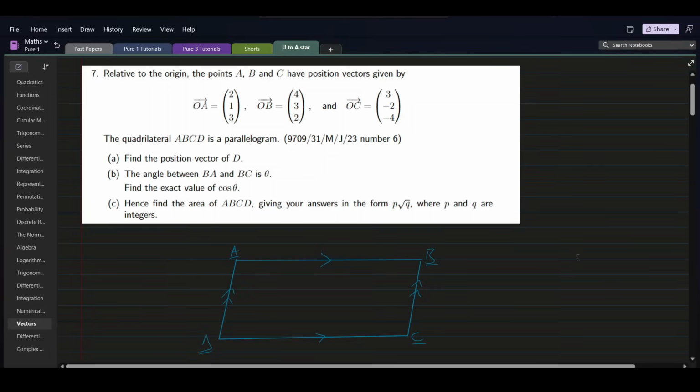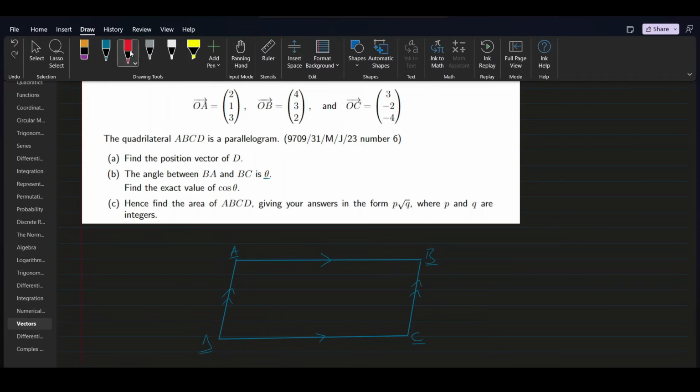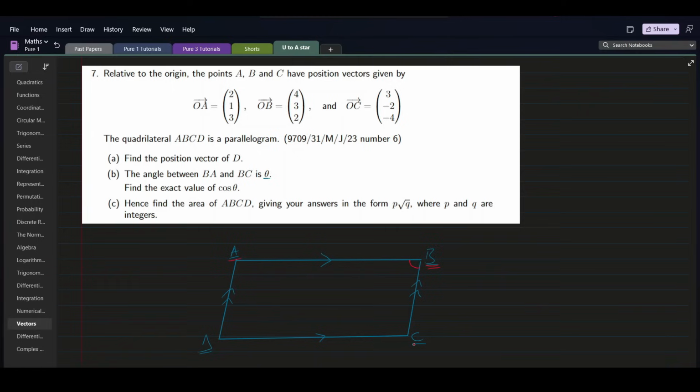Part C, hence find the value of A, B, C, D, giving your answers in the form P root Q, where P and Q are integers. Okay, so the angle that was defined as theta in part B is the angle between BA and BC. So on our diagram, let's mark that angle in red. So this over here is the angle between BA and BC, and we are told that this is angle theta. Okay, and so we can use this angle together with the idea of splitting our parallelogram into two triangles to help us find our area of ABCD.